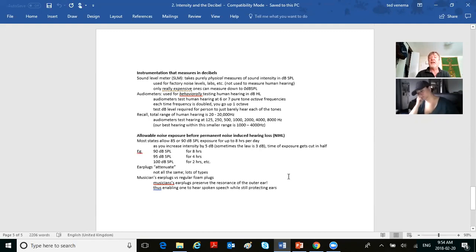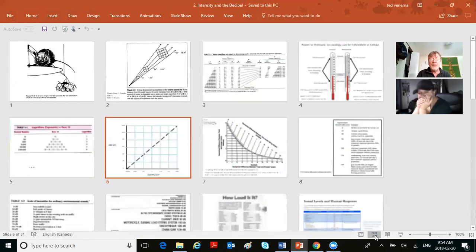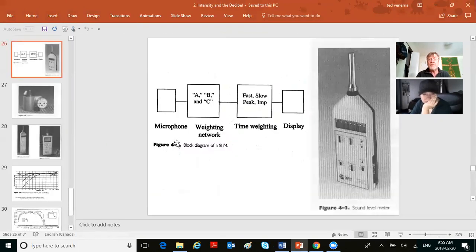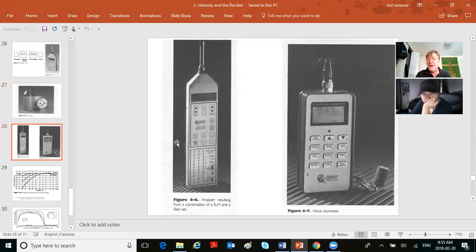Instrumentation that measures in decibels. Okay? Excuse me, sound level meters. Sound level meters. Let's take a look, see if we've got a picture of one of these guys. If I've got a picture of a sound level meter, here you go. Sound level meter. Okay? People walk around with sound level meters. This is how sound level meters are calibrated. Don't worry about it, but here's another sound level meter. Here's a dosimeter measuring exposure over time.